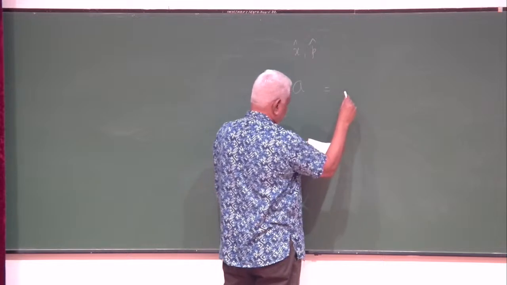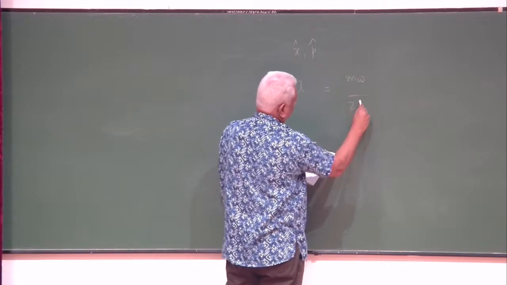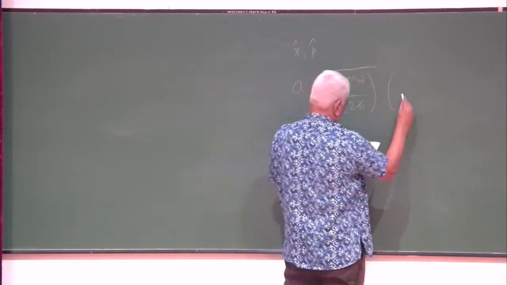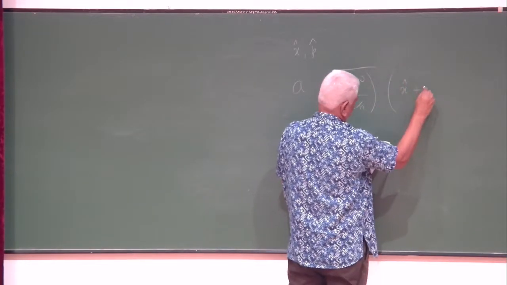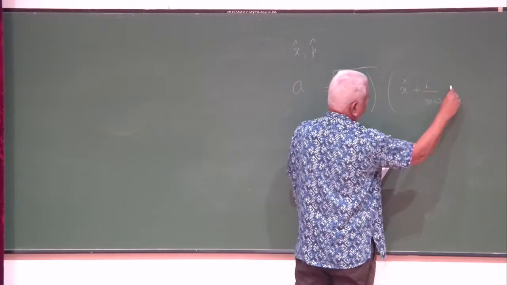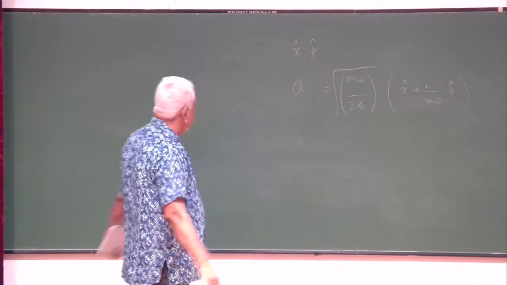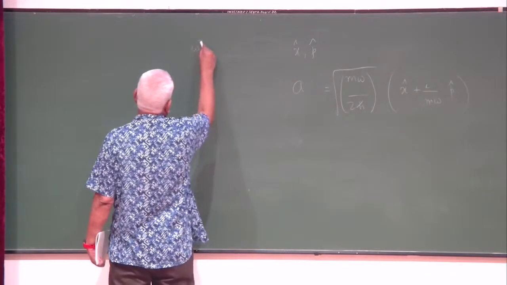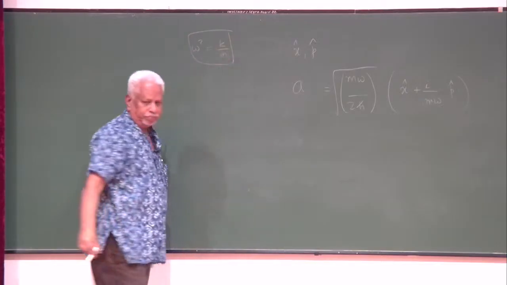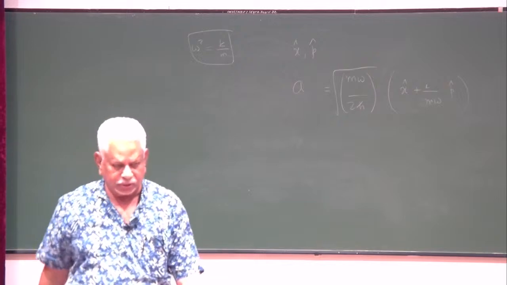I will do some tricks later. A is square root of m omega by 2 h bar times x hat plus i by m omega p hat. I will tell you what that omega is. Omega square is k by m. This is the frequency of the oscillator. The oscillator oscillates with that frequency.